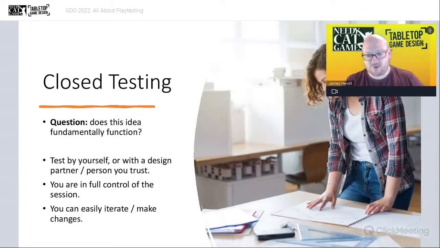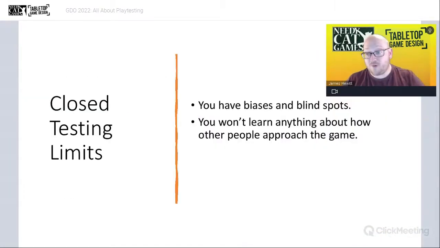So yeah, closed testing, you can do all this stuff nice and easily, but there are limitations, of course. You will have biases and blind spots. Even if you're working with one other person, they will have biases and blind spots. And there will be things that you will miss and you will not see because they're so obvious to you. You probably haven't even written them down. They're that obvious. Of course, we take turns going clockwise around the table. You won't learn anything about how other people approach the game at all, whether that is they don't have your assumptions or they just have a whole different style of play that you won't have thought of. So closed testing has its limits.